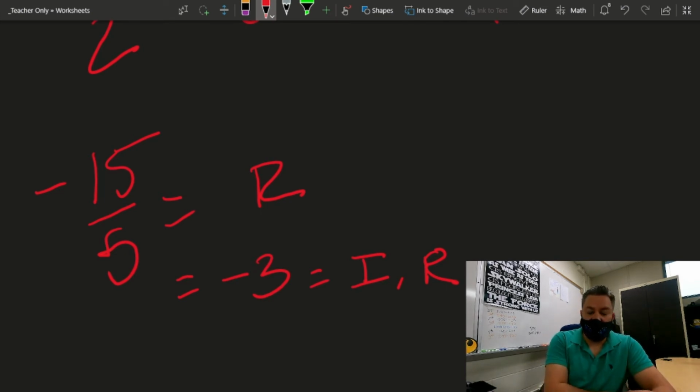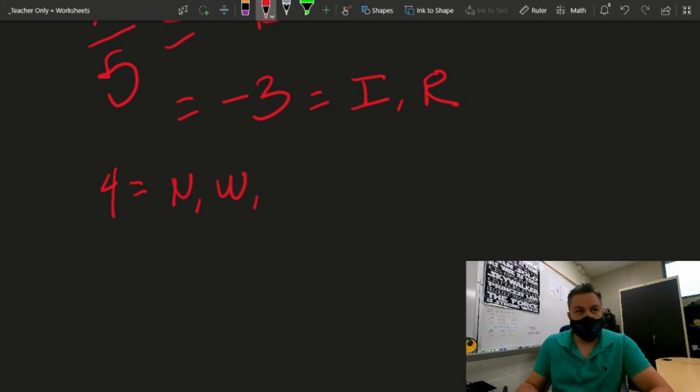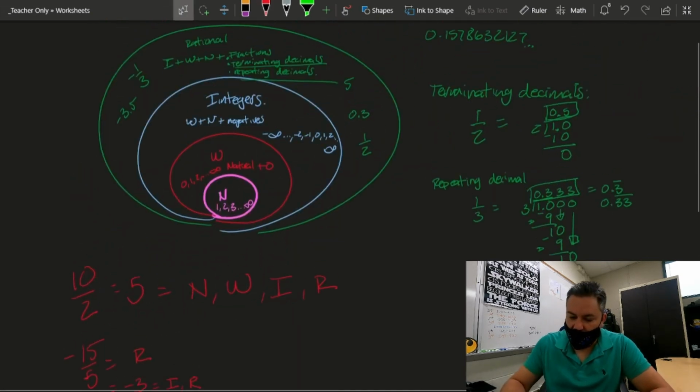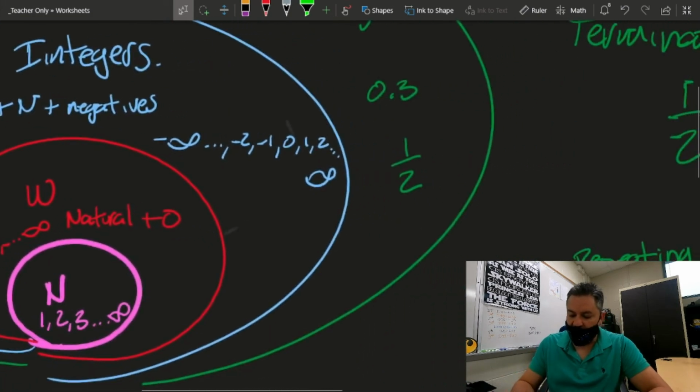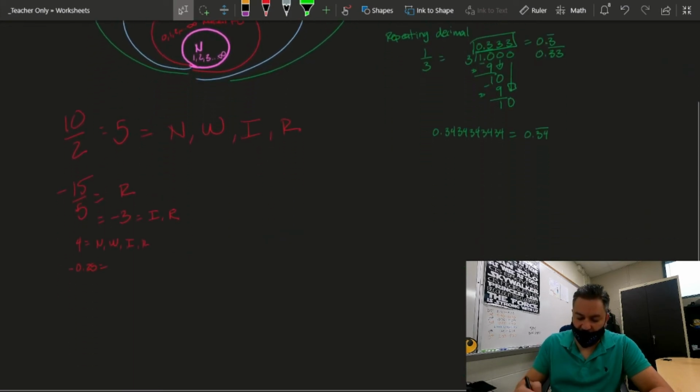So you have to be paying attention to that. What about the number 4? What can that be? Natural, whole, what else? Integer, and so it can be all of them, right? What about negative 0.25? Let's look at the integers. Do we have any decimals in integers? No. So it's only going to be a rational number, right?